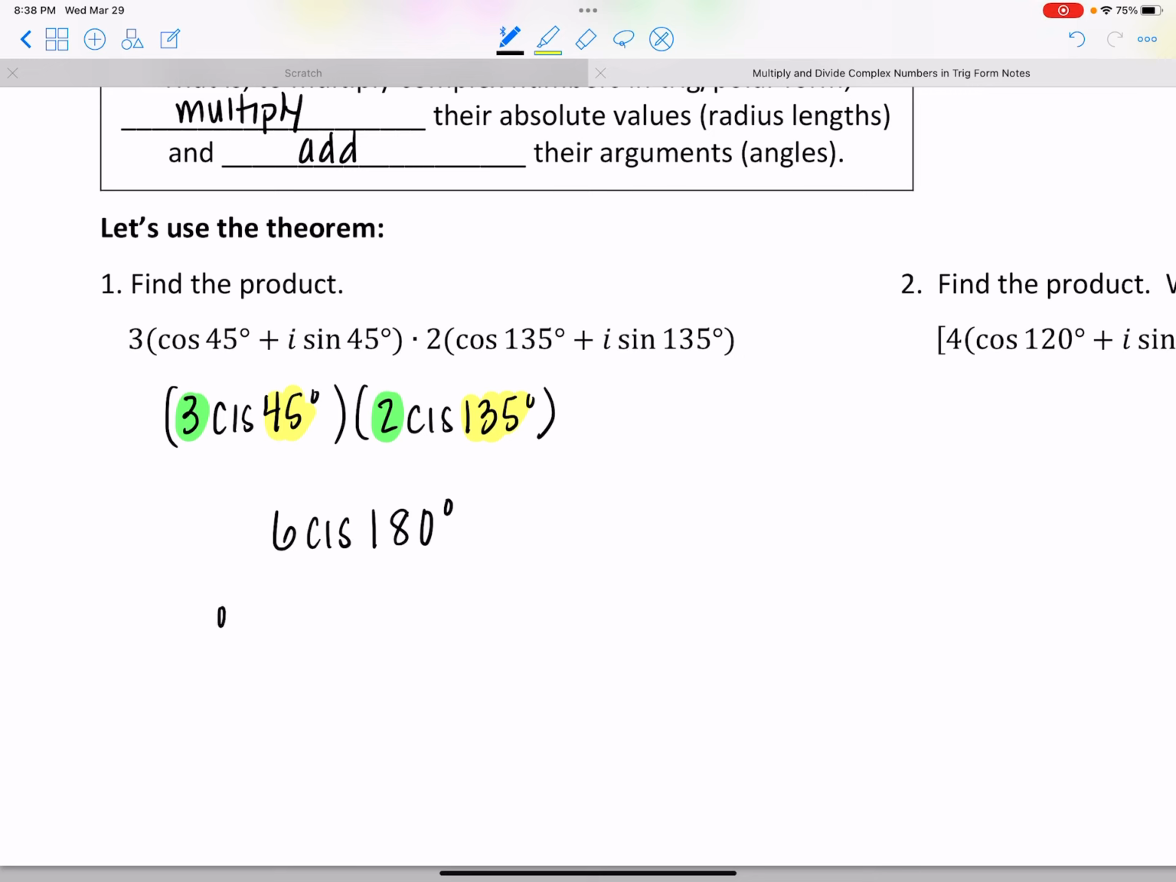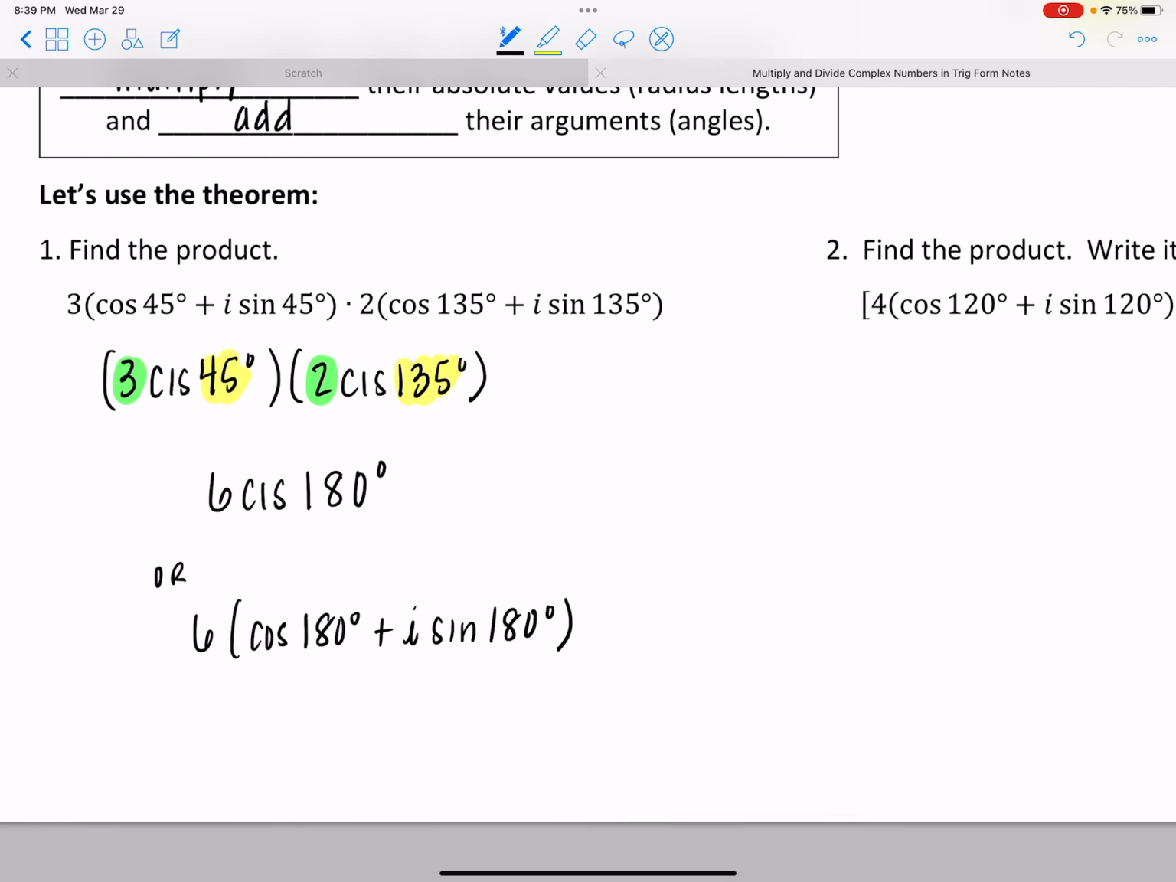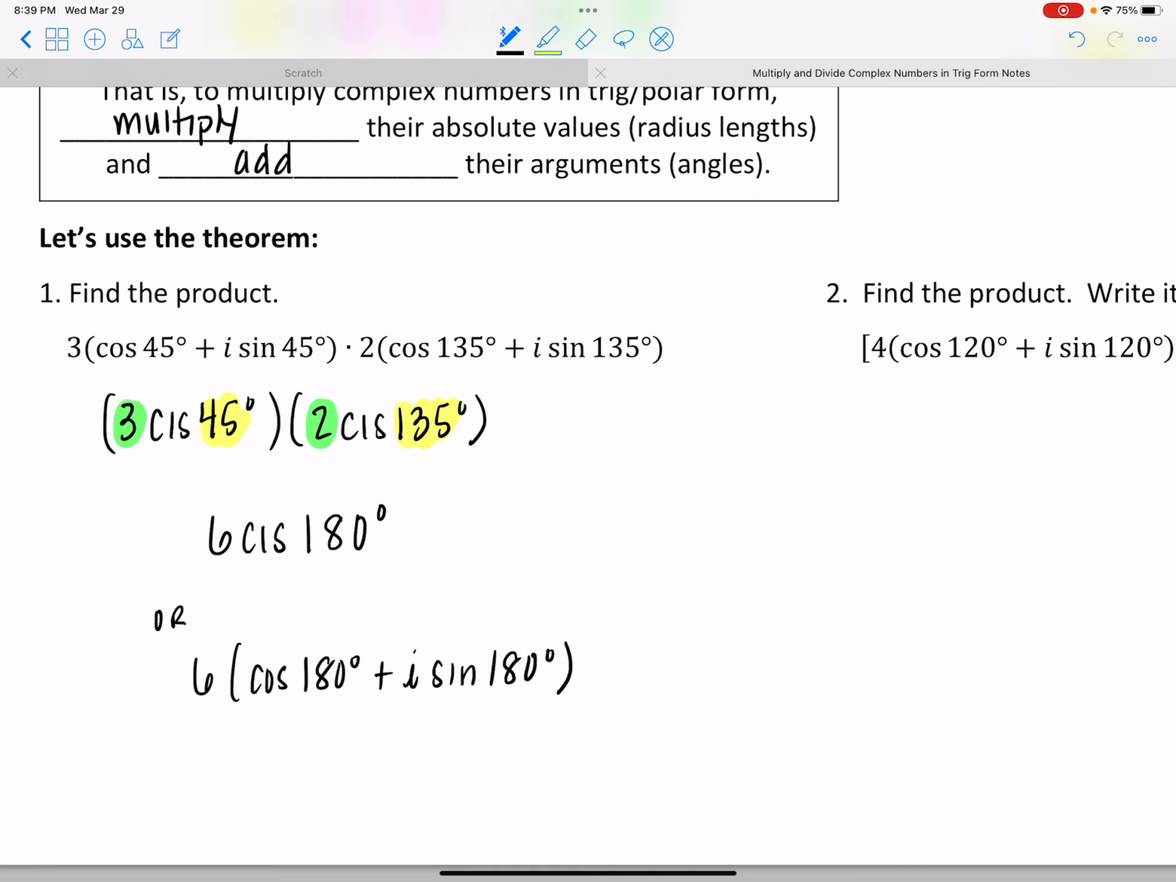Or if we wanted the expanded form because it started with a problem that had the polar forms expanded out there, we could say that the product would be 6 times cosine of 180 plus i sine of 180. Boom, done. Piece of cake. Okay? So much easier than the work we had to do earlier, but hopefully you have an appreciation of where it was coming from. Now the next one we're going to do the same thing.